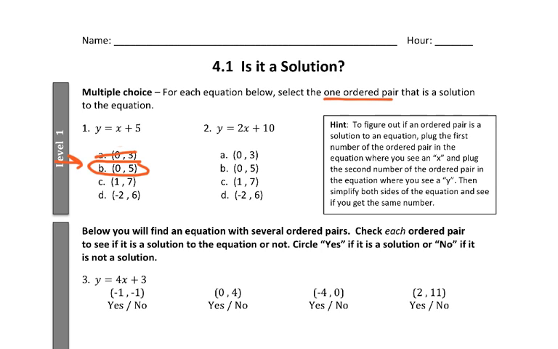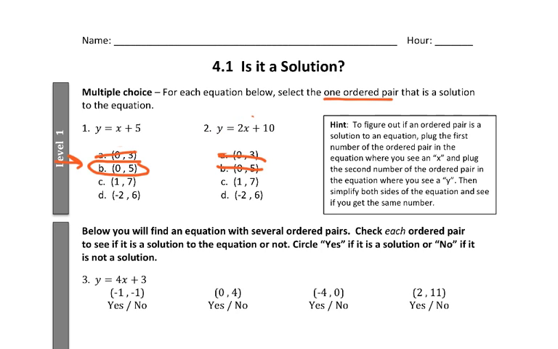So number 2, I'm going to plug a 0 in for X with parentheses, and a 3 in for Y. 2 times 0 is 0. And 0 plus 10 is 10. So 3 does not equal 10, so I know that A is not the right answer there. Alright, let's go ahead and do that with 0 and 5. So plug in a 5 for Y and a 0 for X. 2 times 0 is 0. 0 plus 10 is 10, and that does not equal 5. So B is not the right answer in this one.